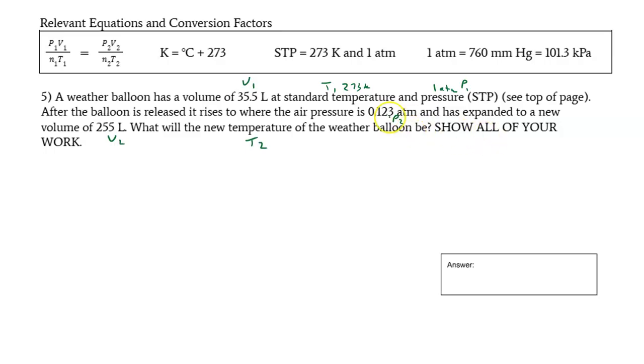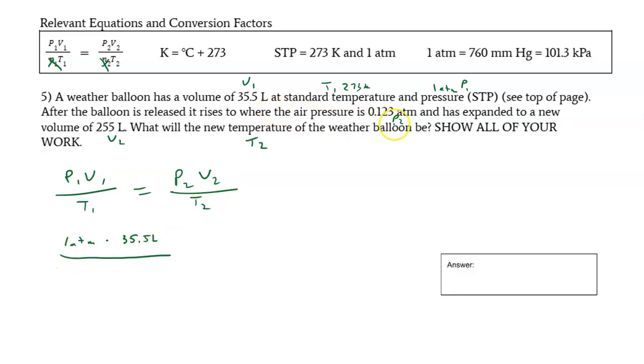T2 is our unknown. So this is a balloon. We're not putting anything in or out. So the only thing we get to cross off this time is the amount of gas. So we're going to go P1 V1 over T1 equals P2 V2 over T2. Okay. We substitute our values in. We're going to have 1 atm times 35.5 liters over our initial temperature, which was 273 Kelvin.